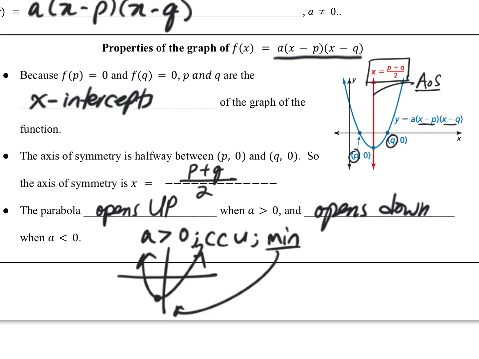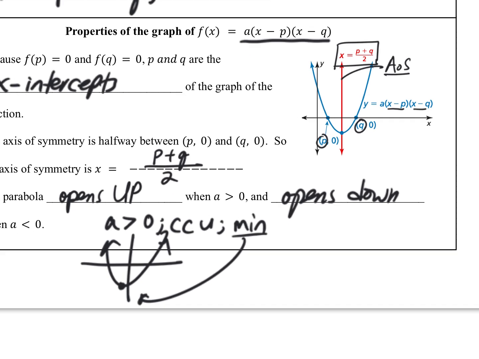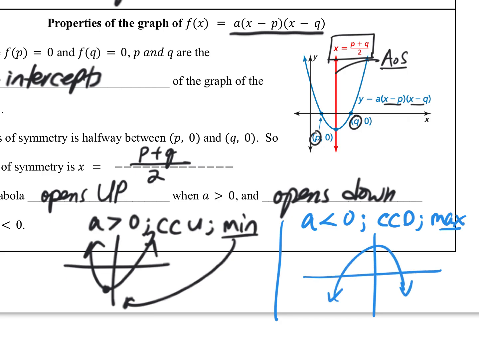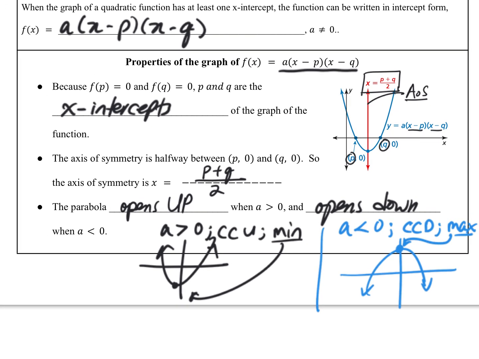While if you're going to have a graph that's opening down, this is the case where A is less than 0. Therefore, it's going to be concave down, and the vertex is going to be at its maximum point. So just like this one. You can see the vertex is actually at its max, and the graph is also concave down. This is what we mean by opening up and down. The letter A in this function is responsible for that opening up and down.